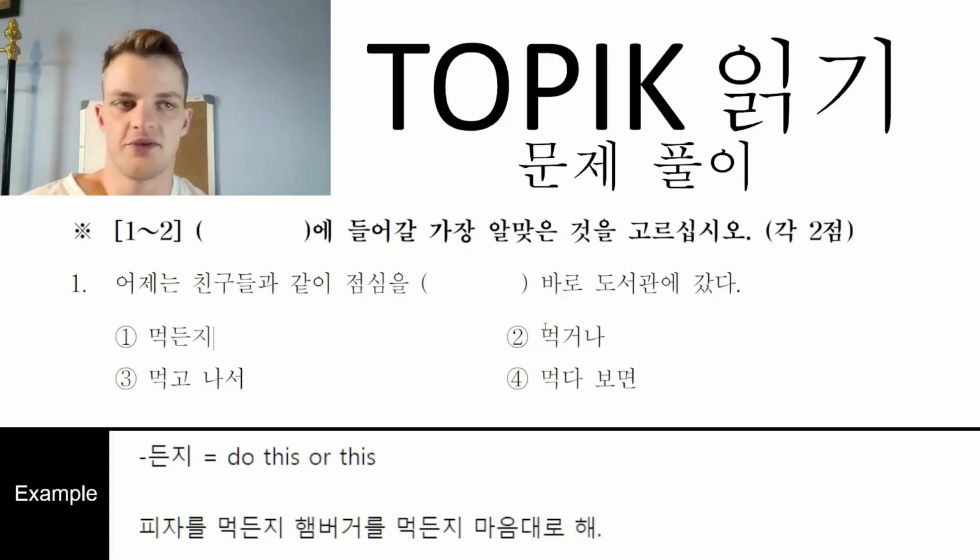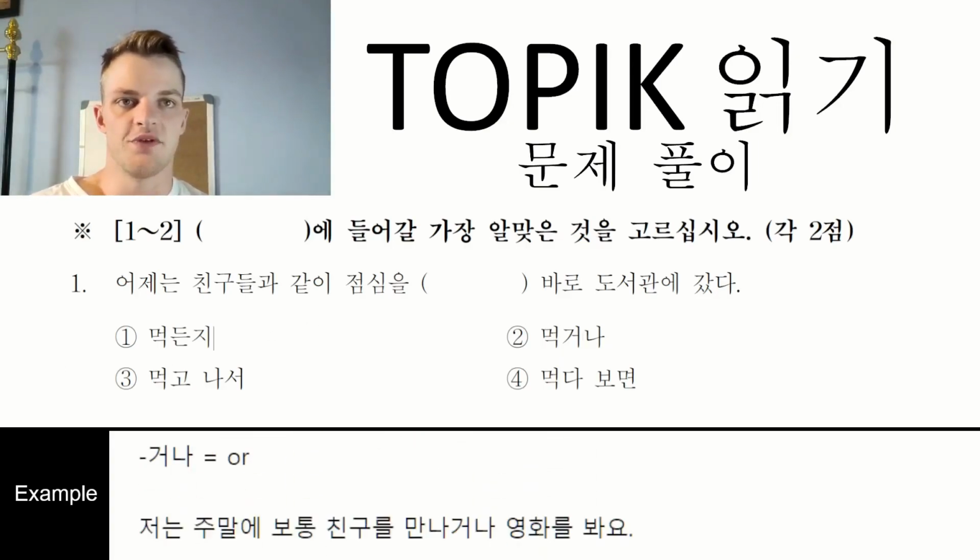So it's more of a general word for or, and I would say it's slightly more common as well. So a good example for this would be 저는 주말에 보통 친구를 만나거나 영화를 봐요. So in this case it's saying, usually on the weekends, I meet my friends or I watch a film.